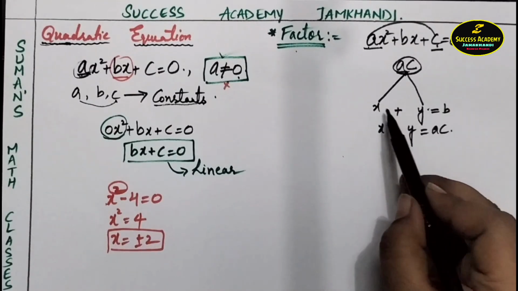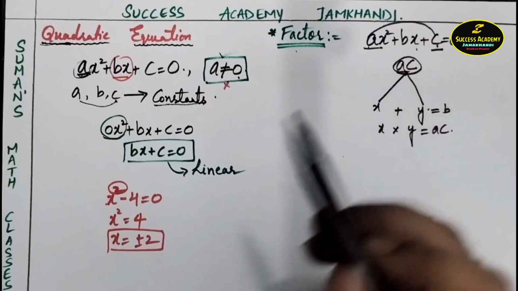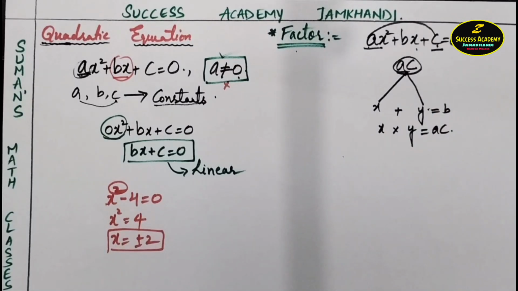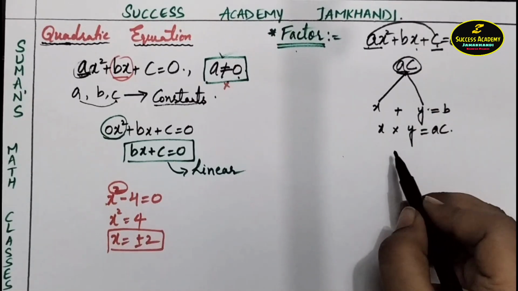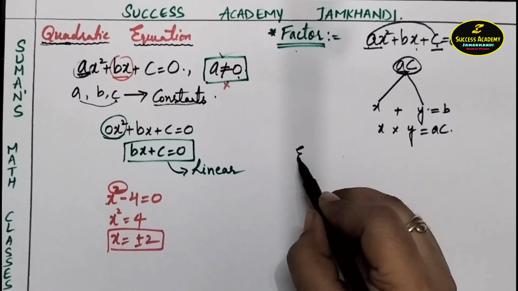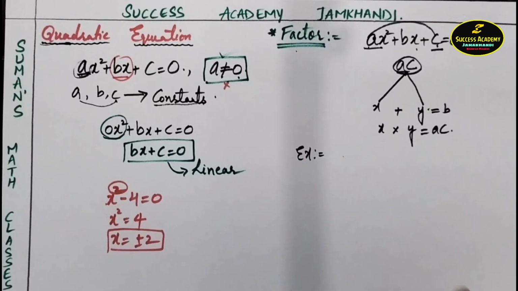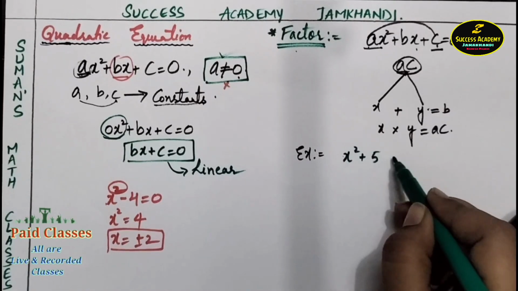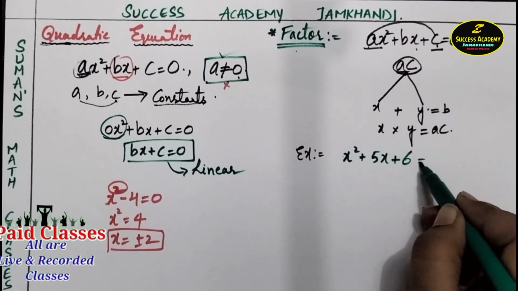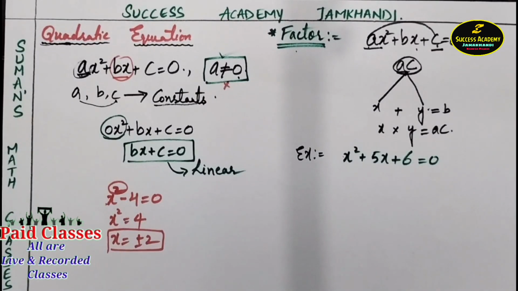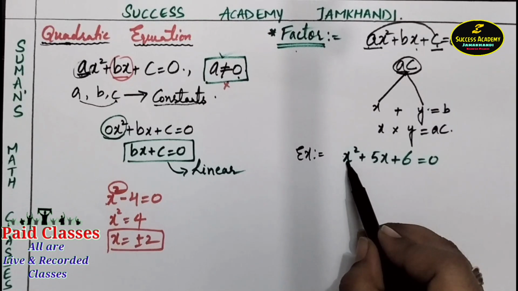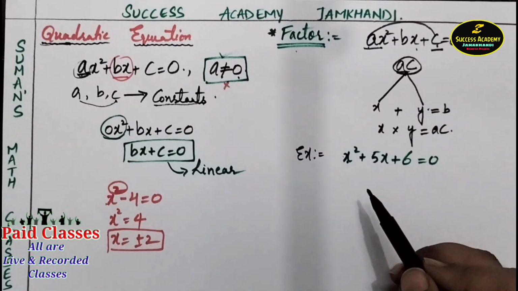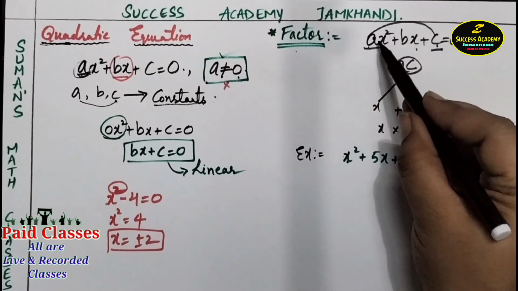Such satisfying factors are nothing but factors of the quadratic equation. Okay, and this can be shown through an example. For example, I have a question: x square plus 5x plus 6 equals 0. It's a quadratic equation. First of all, confirm it: because x square is there, it will be a quadratic equation.